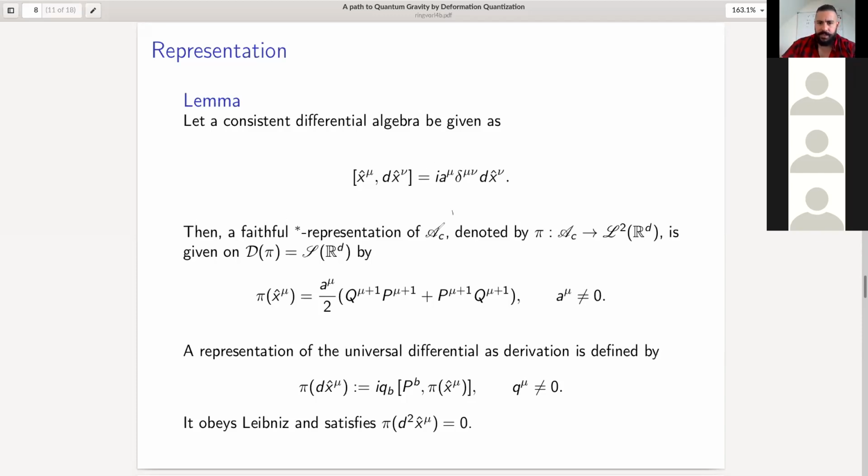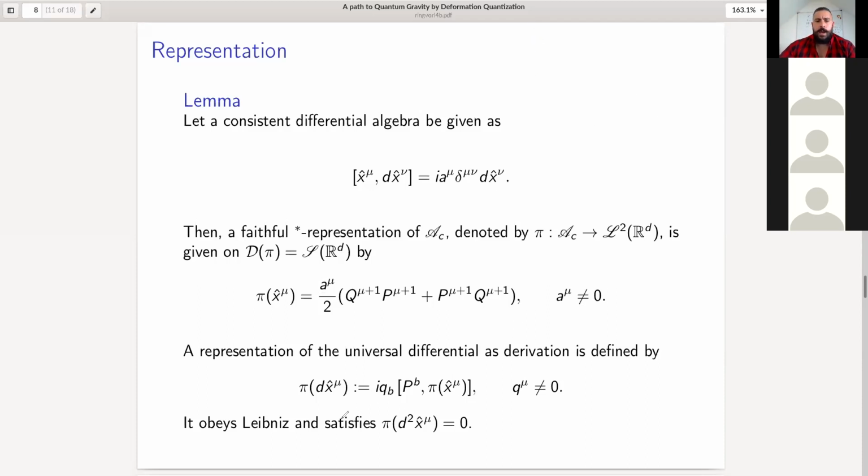Then a faithful star representation of this commutative algebra, denoted by pi, is given on a dense domain, which is the Schwartz space, by the following one: A^mu, this constant, half (q^{mu+1} p^{mu+1} plus p^{mu+1} q^{mu+1}), where [q^i, p^j] is delta^{ij} times i h bar, where h bar is equal to 0. So they're the usual Heisenberg relations or Heisenberg operators.